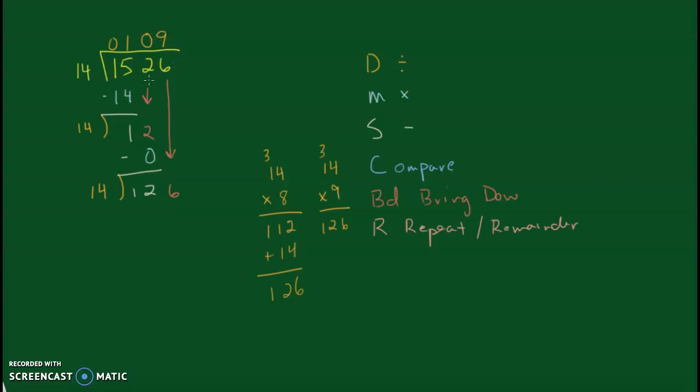Then I'm going to do my multiplying, which I already did over here. But 9 times 14 is 126. And I subtract, I get 0.